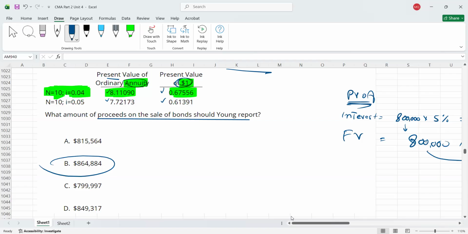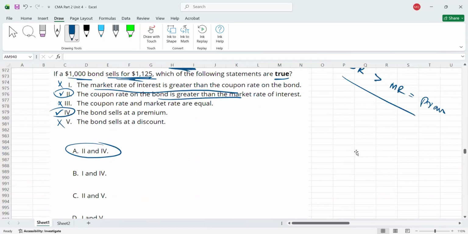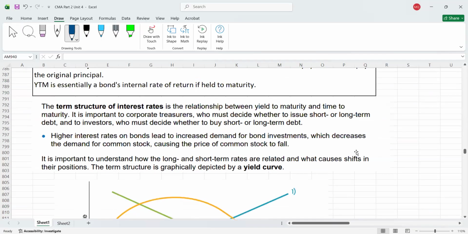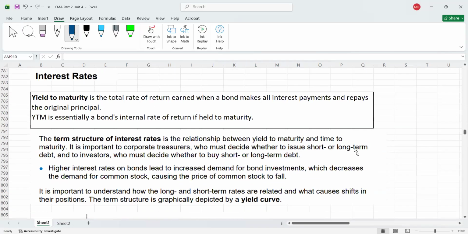Okay, we learned how to calculate market value of bonds annually and semi-annually. So now I'm going to go through some other topics. Bond valuation is over, guys. Now we have something important to discuss, and this concept is called the term structure of interest rate. This is what I'm going to tell you.